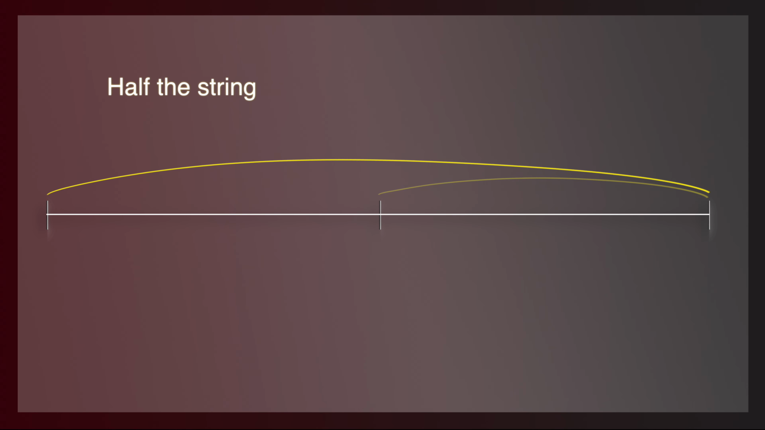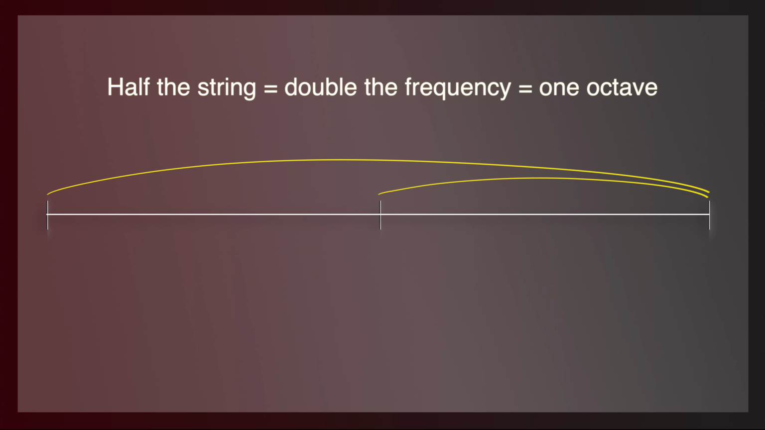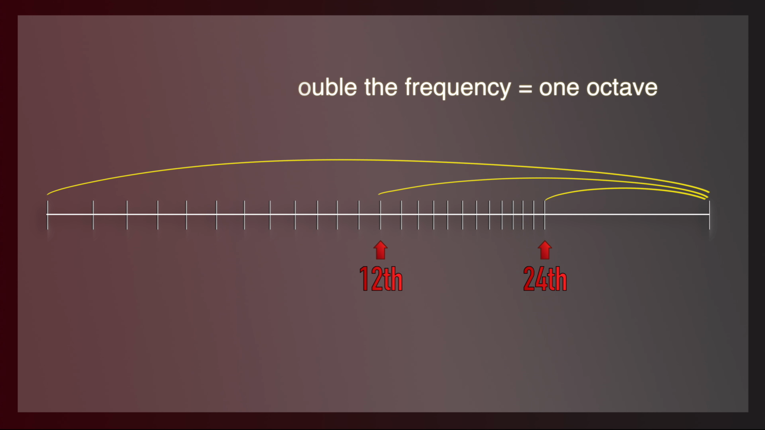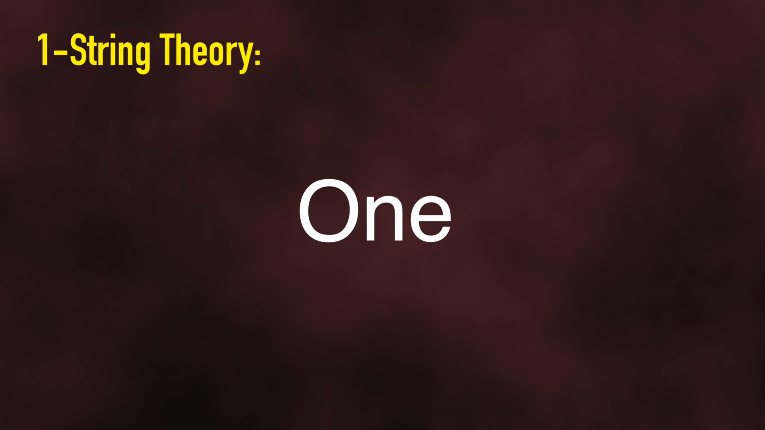On a string, if we play the open note, and then find the exact middle of the string and stop it there, we get a note with double the frequency and hear it as the same pitch an octave higher. And we find that the precise middle of the string is exactly the 12th fret. If we took that part and divided it in half again, we'd land where the 24th fret is or would be, the same pitch another octave higher.